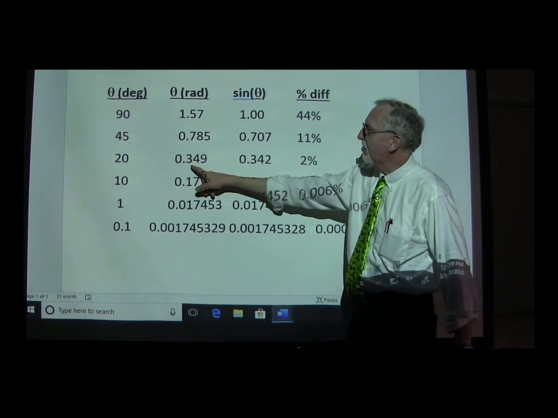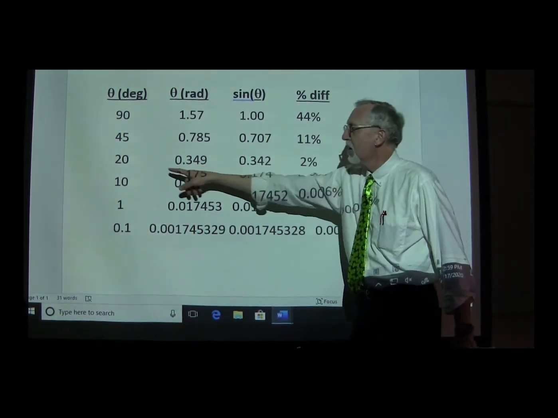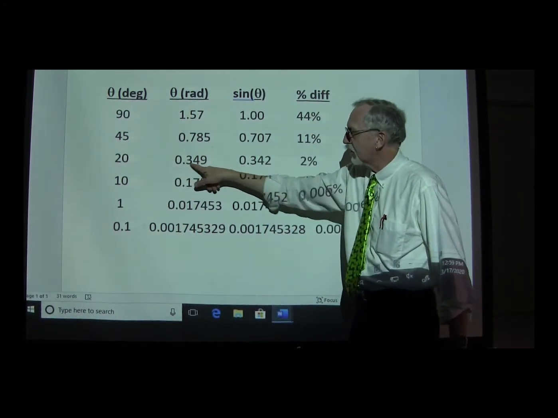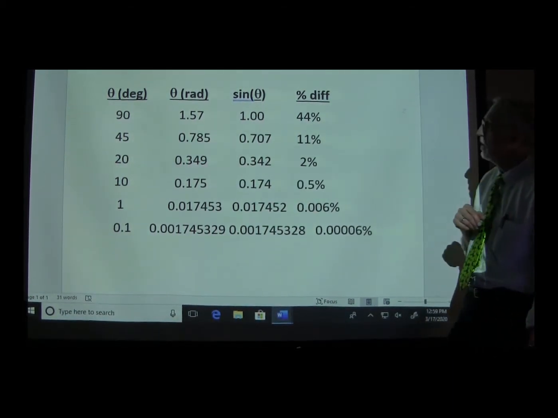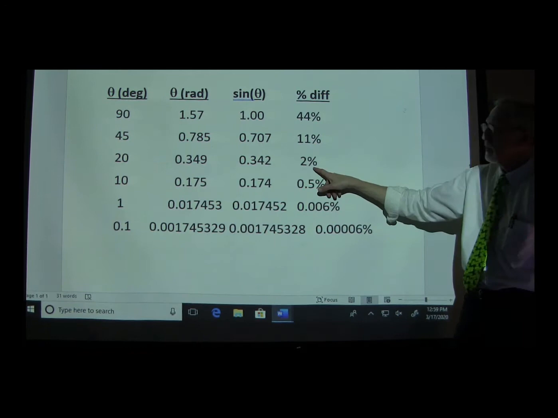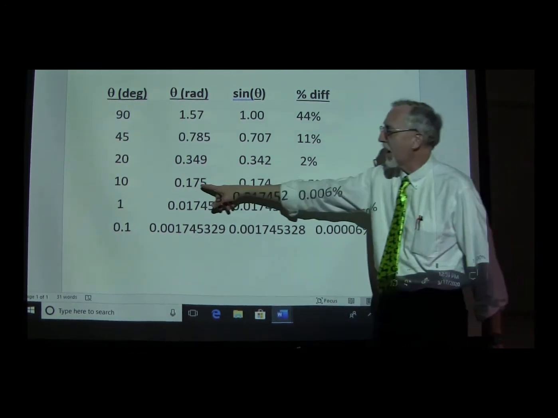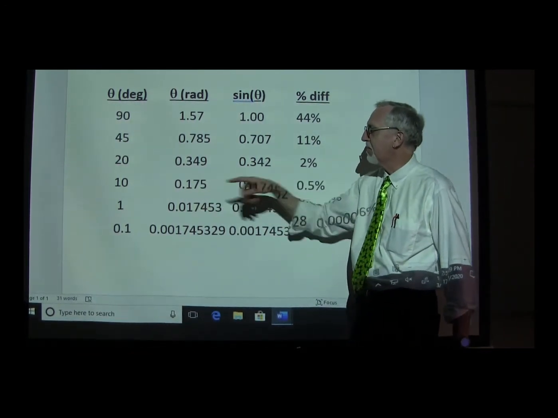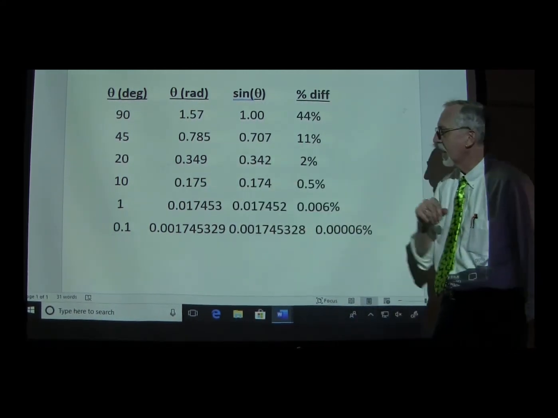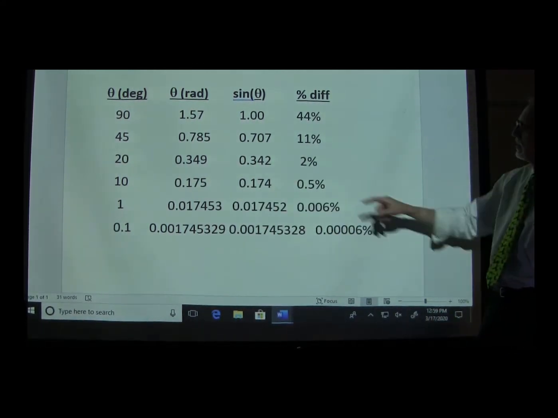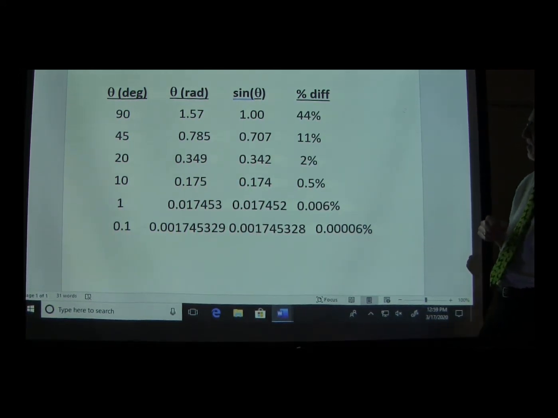Now, the sine of 0.349 radians, rather than the sine of 20 degrees, so just taking this as an exact value, is 0.342, and that is only a 2% difference. For a 10-degree angle, or about 0.175 radians, and taking the sine of 0.175 radians, we get 0.174, which is only about a 0.5% difference.